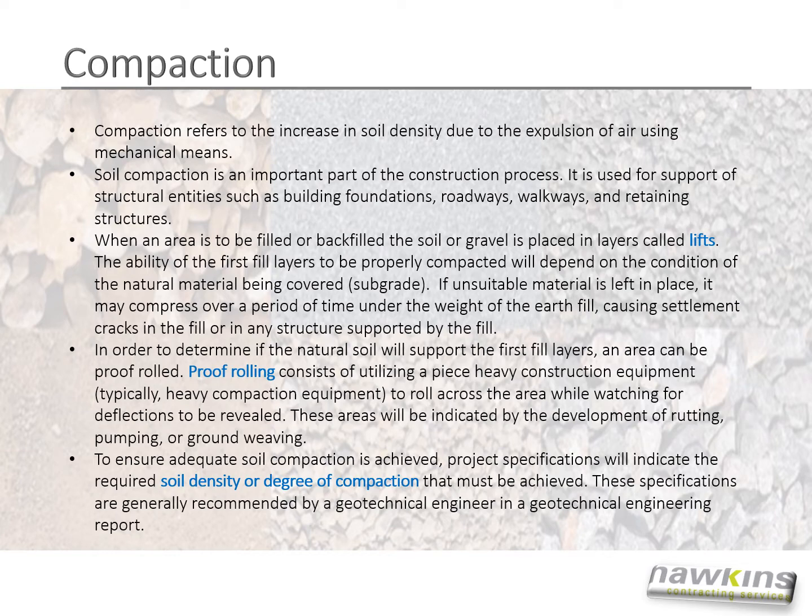In order to determine if the natural soil will support the first fill layers, an area can be proof rolled. Proof rolling consists of utilizing a piece of heavy construction equipment, typically heavy compaction equipment, to roll across the area while watching for deflections to be revealed. These areas will be indicated by the development of rutting, pumping, or ground weaving.